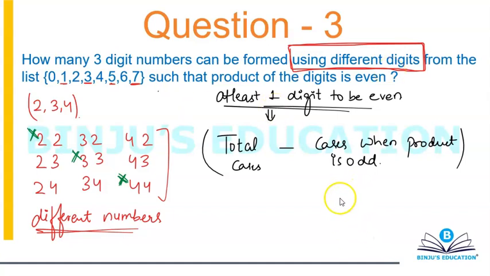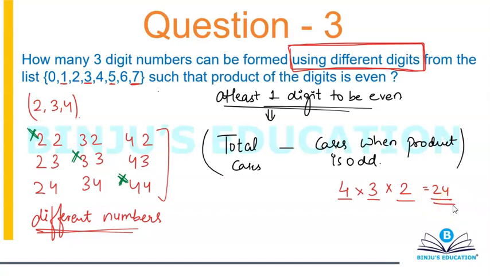So let's calculate when the product is odd. I'm going to have 3 dashes. The first place I can have any of the four numbers, that is 1, 3, 5, 7. In the second place I can have any of the 3, and then any of the 2 numbers. That will give me a total of 24 cases when the product is odd.